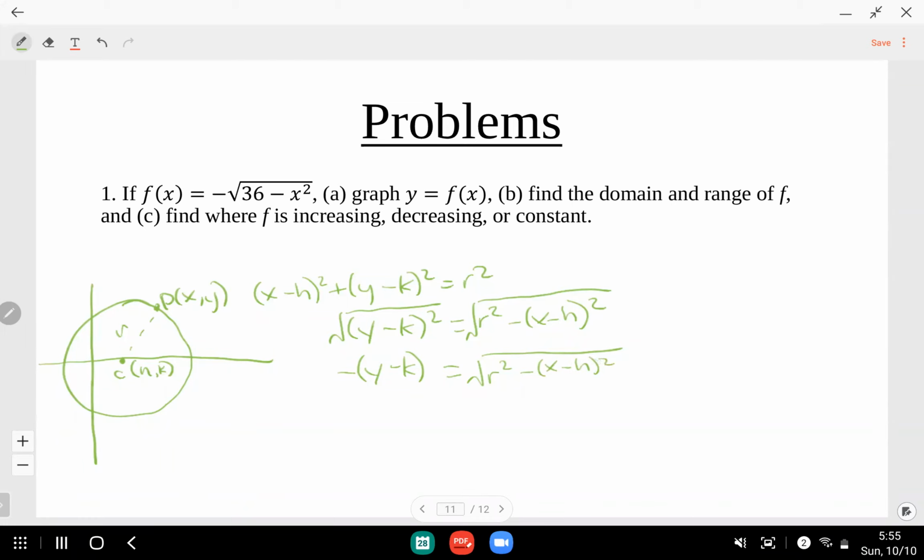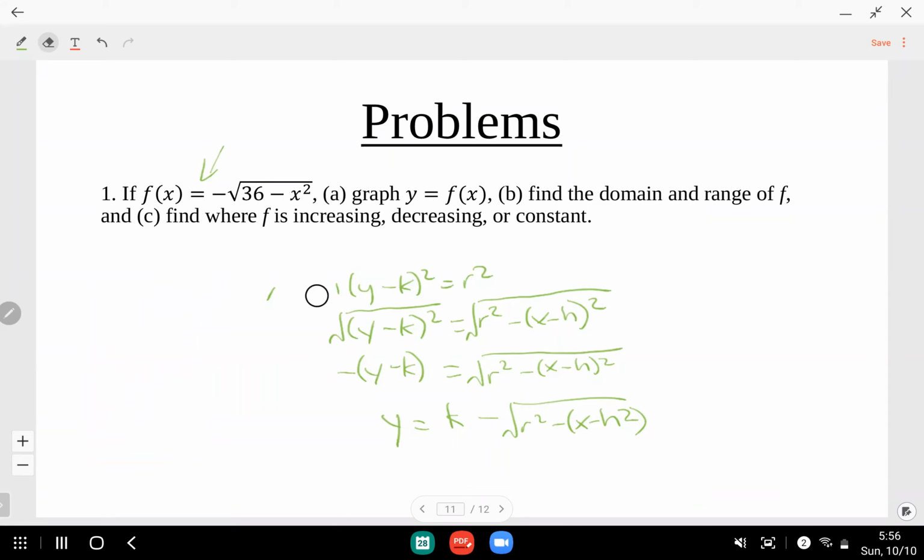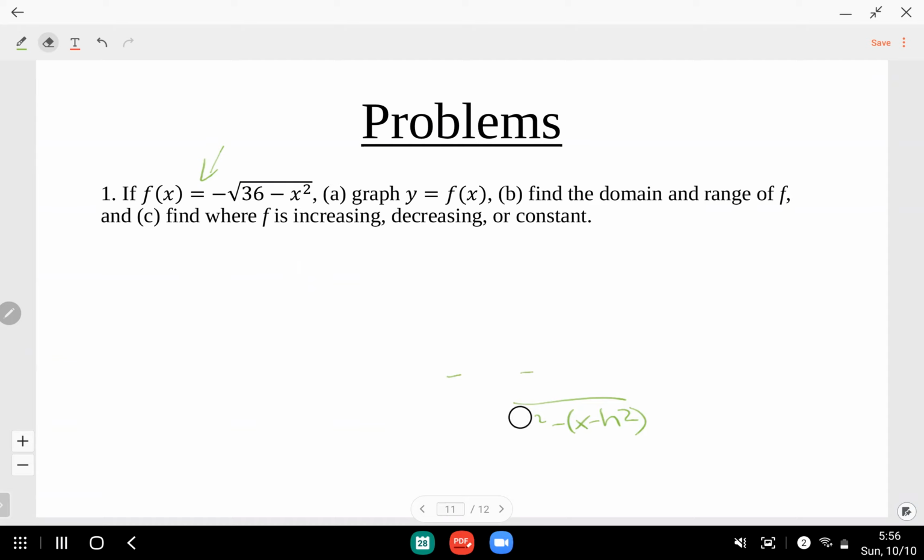What you get here is y equals k minus square root of r squared minus x minus h squared. All right. So that is the equation of the lower half of the circle, right? You can see here it's exactly in the format. So that is lower half of a circle. Now that we know this is a lower half circle, I hope you can do it by yourself now. Actually, we're running out of time, so let's not do it by ourselves. It takes too long.